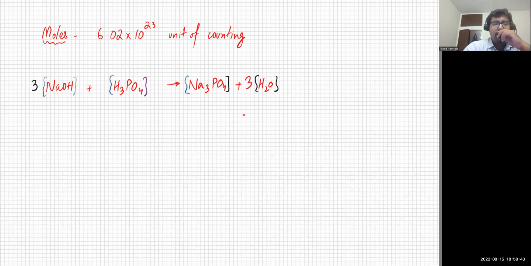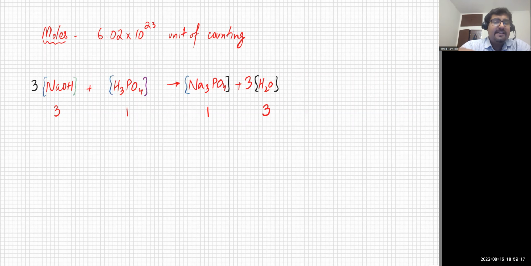I said last time, this is what we were discussing, that once you have an equation, the equation is like a recipe that 3 sodium hydroxide molecules react with 1 phosphoric acid molecule, and they produce 1 sodium phosphate, and they're going to produce 3 water molecules. So that is the recipe. One of this is mixed, and the result is you're going to get 1 of this and 3 of these. So all equations are like a recipe.